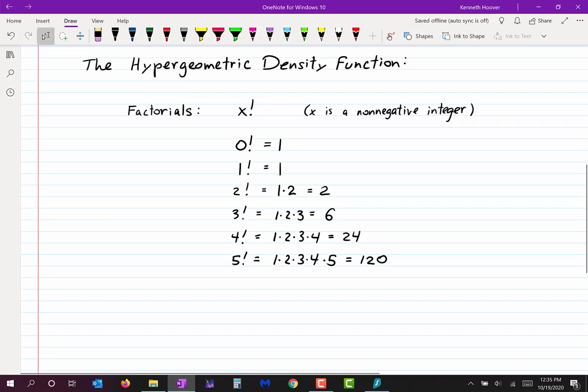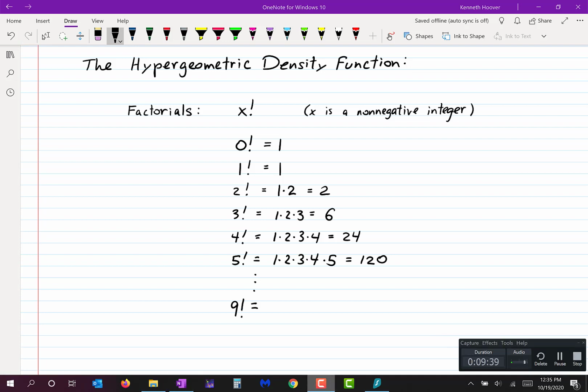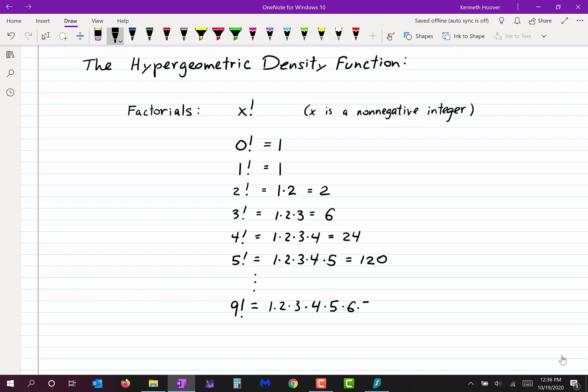These numbers get pretty big pretty fast. If you just went only 4 more to 9 factorial, that would already be getting up to, let me just write this down, 362,880. So you can see that factorials get big fast.